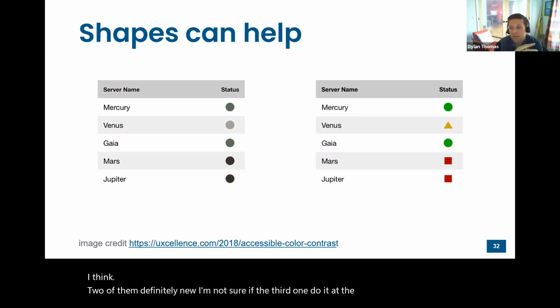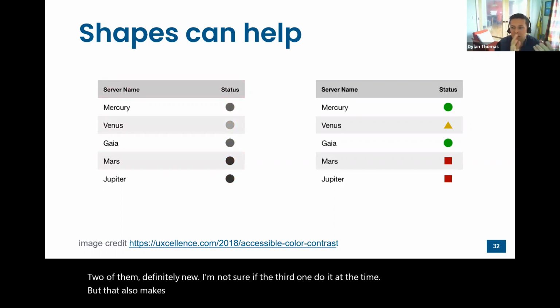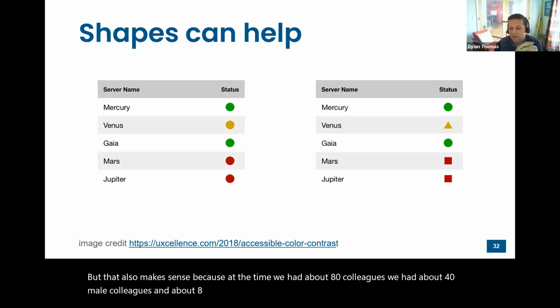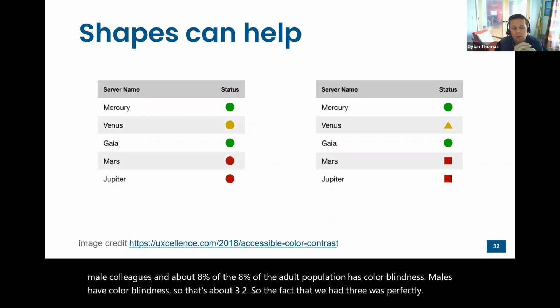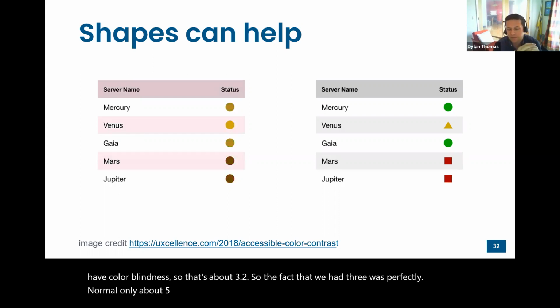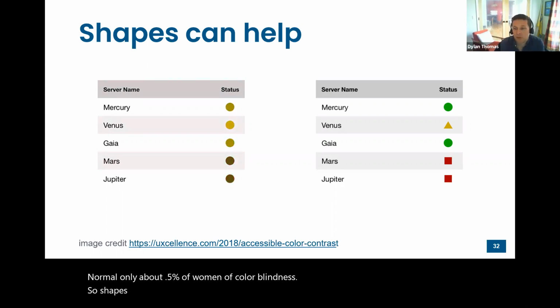But that also makes sense because at the time we had about 80 colleagues. We had about 40 male colleagues, and about 8% of the adult population has color blindness. Males have color blindness. So that's about 3.2. So the fact that we had 3 was perfectly normal. Only about 0.5% of women have color blindness. So shapes can help with this. You can see on the right, this is easier for everybody to differentiate, not just people with color issues.